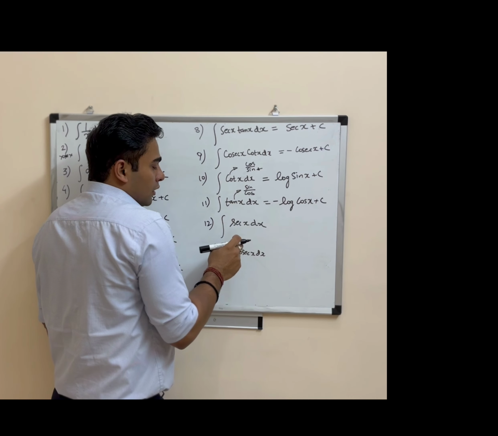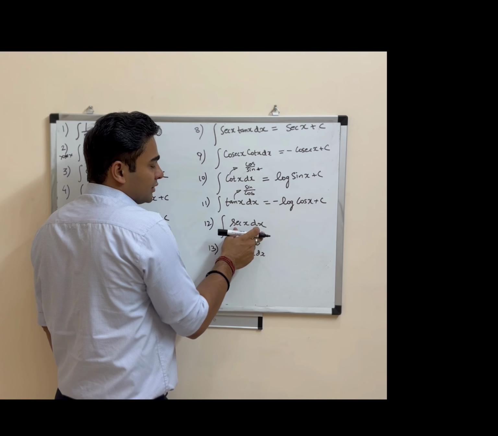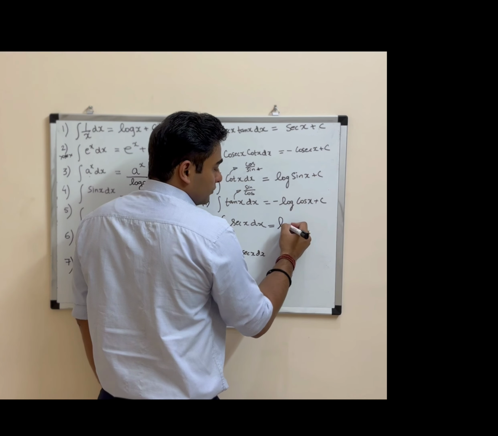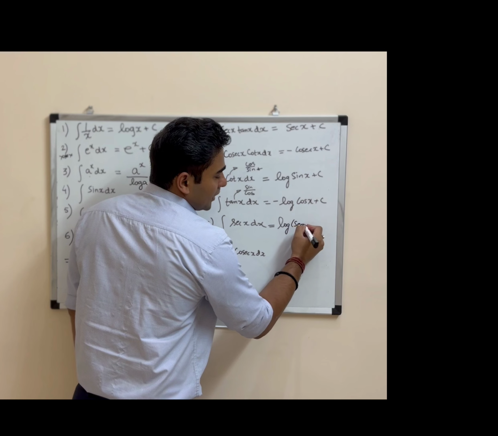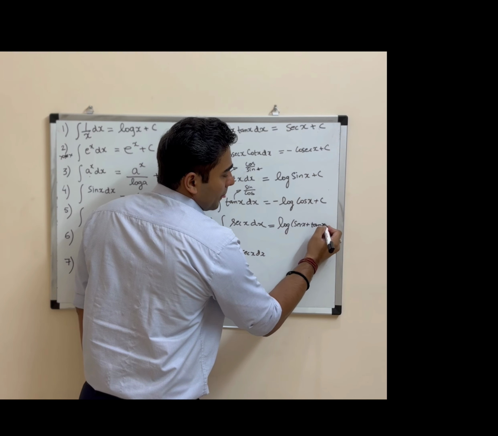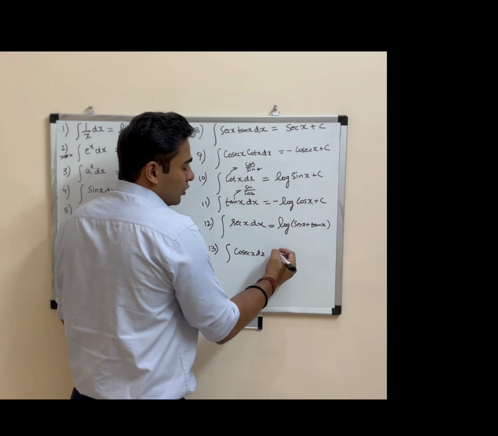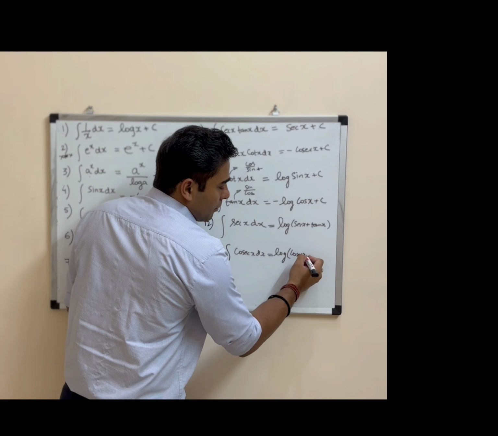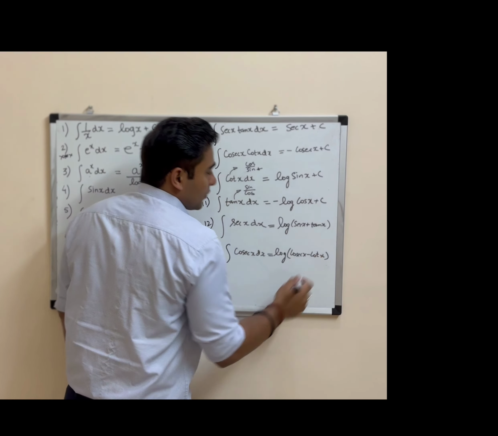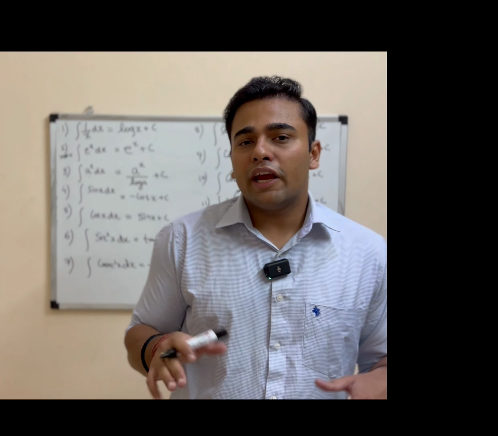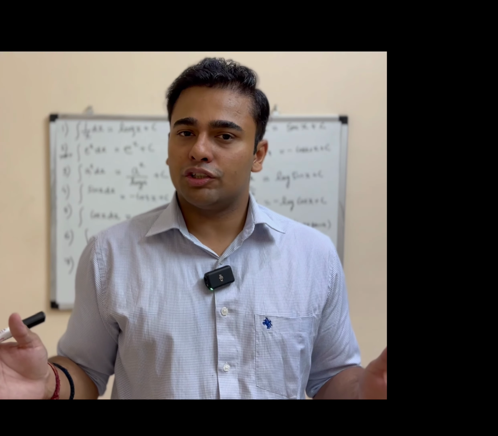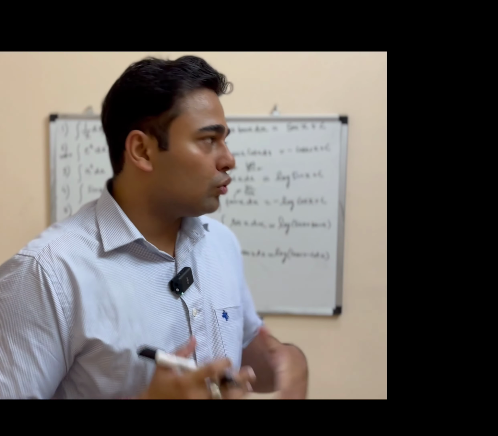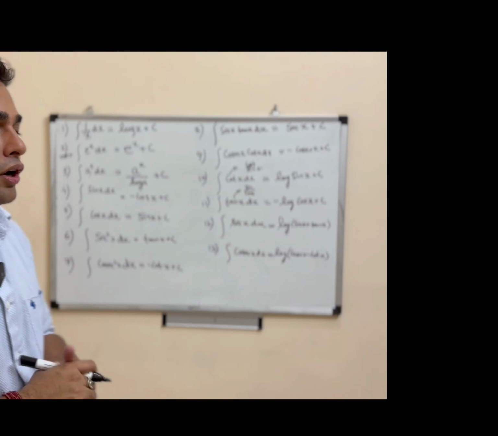Now this is the integral of sec x. This is also a very important property, which is log of sec x plus tan x. Now what would the integral of cosec x be? It is log of cosec x minus cot x. So you will have to remember these properties in order to solve any question of integration. This is very important for you to learn. I'll give you some space so that you can take a screenshot.